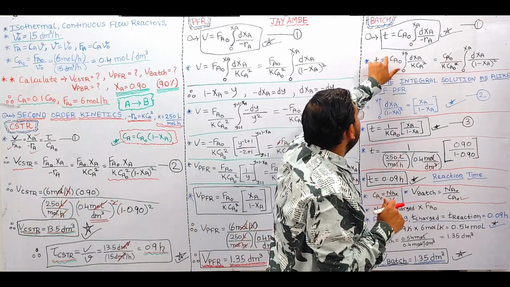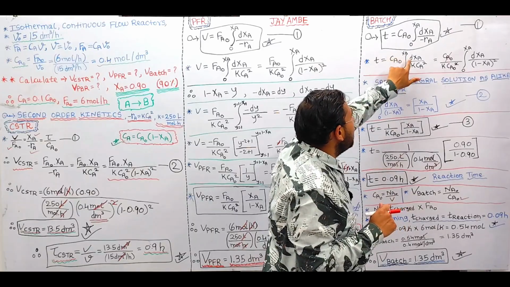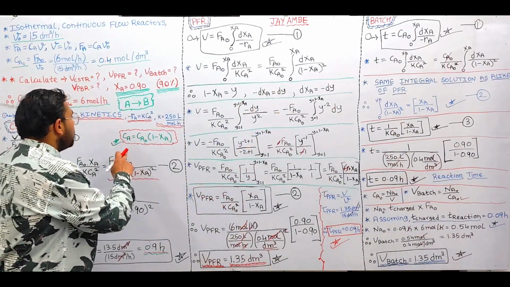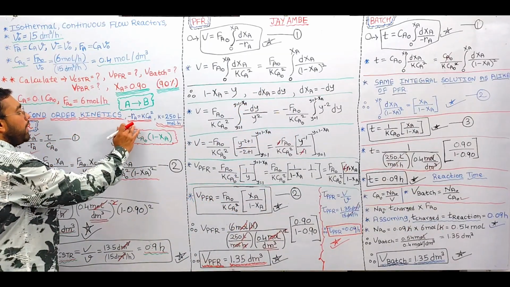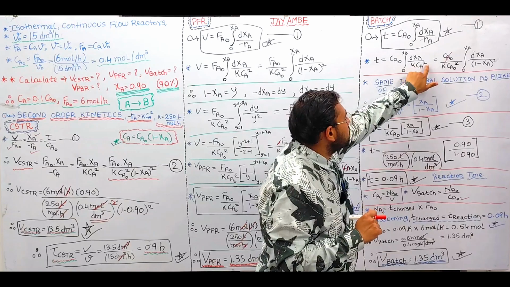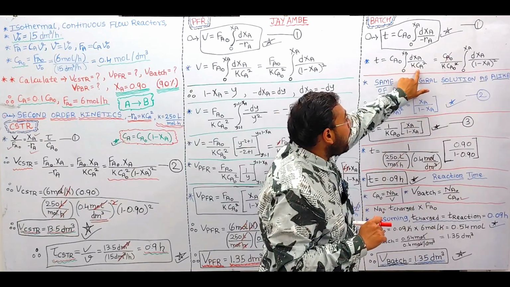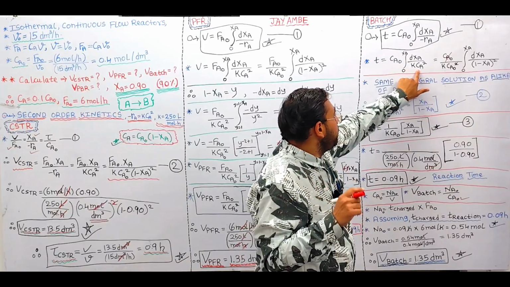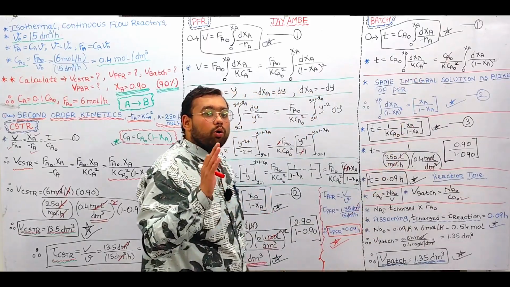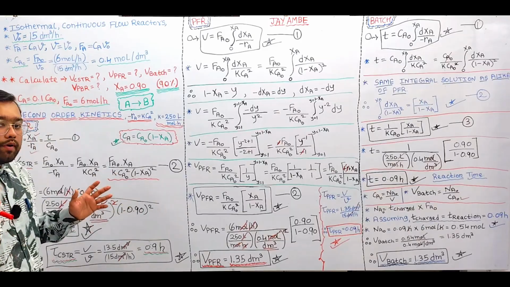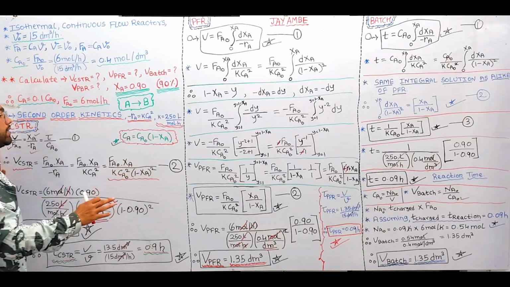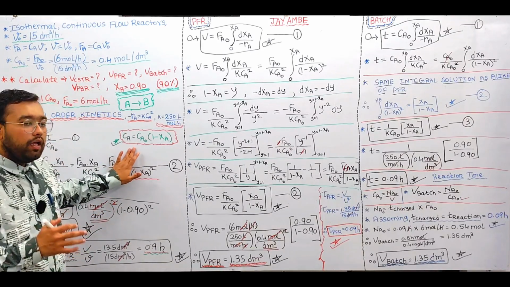So T is equal to Ca naught times the integration from 0 to Xa of dXa upon minus Ra. Minus Ra we are substituting by the given rate law, which is second order reaction kinetics: minus Ra is equal to k Ca square. Again, this is exactly where students get confused, because which form of CA do we need to utilize, the first form or the second form? Always remember, whenever we are modifying the performance equation or the rate laws, we'll always try to use the second form of CA, which is the fundamental relationship and also defines the conversion.